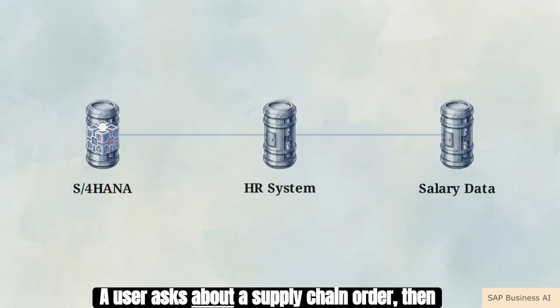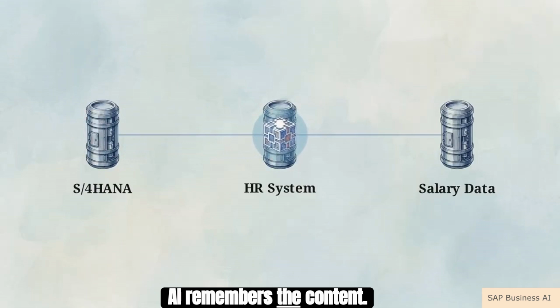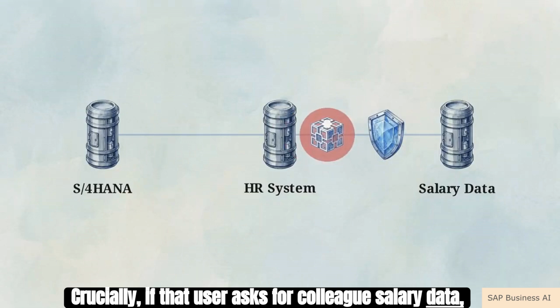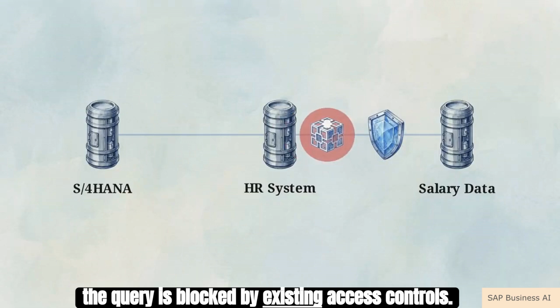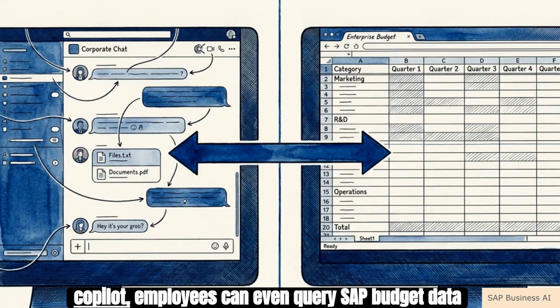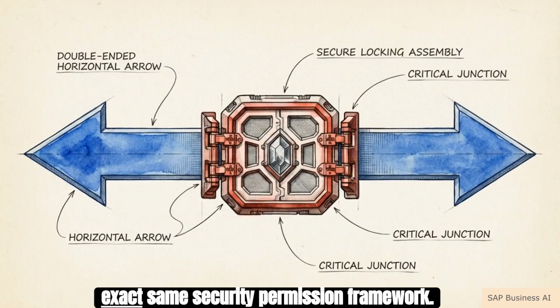A user asks about a supply chain order, then transitions from S/4HANA to the HR system, while the AI remembers the intent. Crucially, if that user asks for colleague salary data, the query is blocked by existing access controls. Through a bidirectional integration with Microsoft Copilot, employees can even query SAP budget data directly from Teams or Outlook, maintaining that exact same security permission framework.